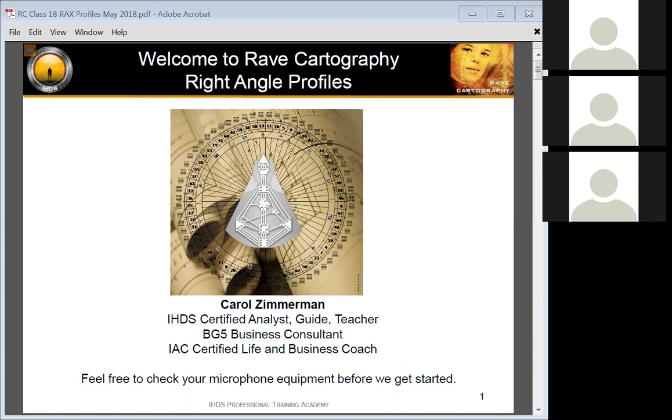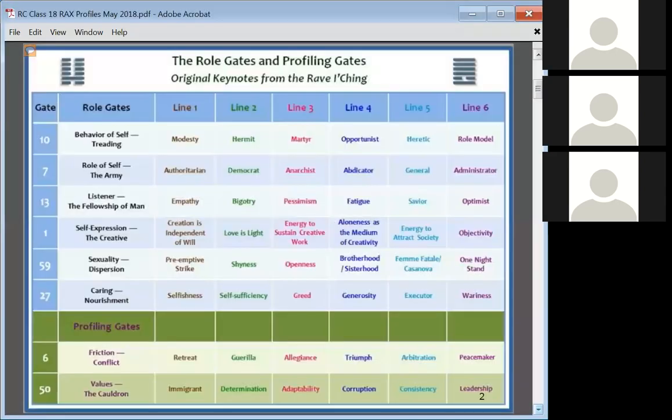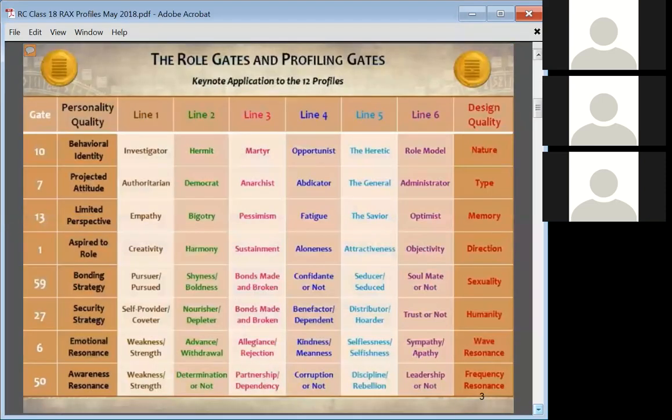We're going to be looking at the right angle profiles. This was the slide we showed before, with just the role gates and the profiling gates from the original keynotes of the Rave I Ching. In our last class we looked at a brand new set of keynotes, created to look at it from an application standpoint, which is what our theme has been over and over and over.